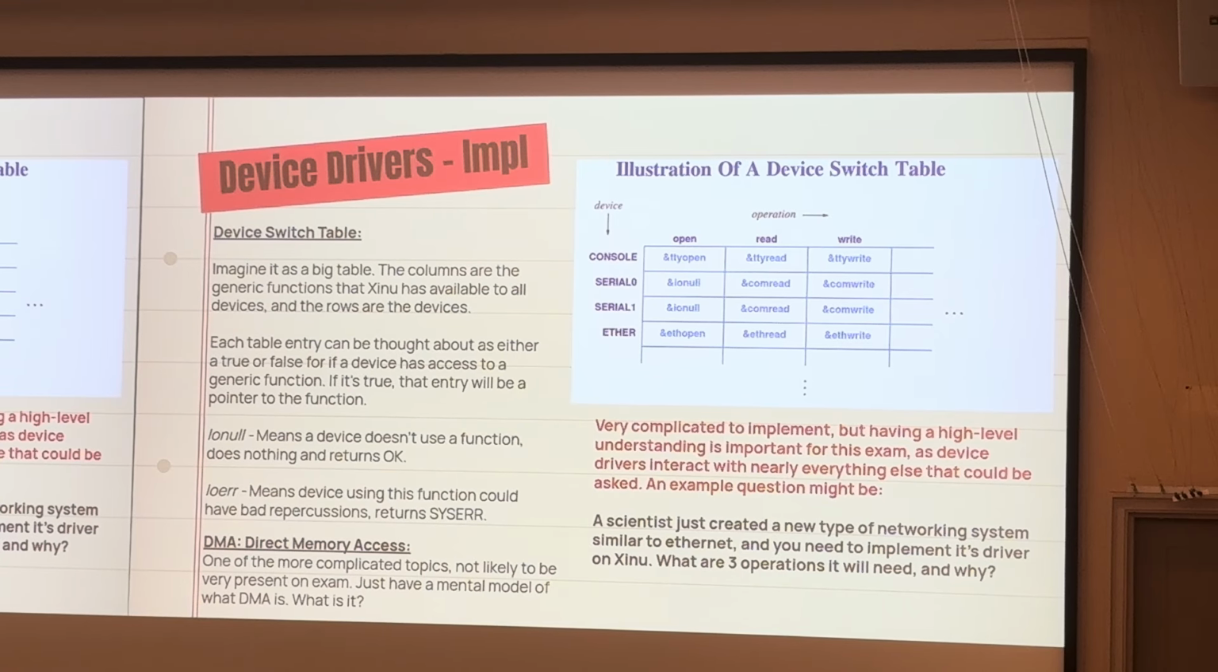You can read that, but IO null just means that we don't use this function, but it's fine. IO error means if you use this function, something's wrong and you need to not use that properly. And then here you can see, for open, the console, obviously you need to open it, but whenever you're going to the serial, the serial can't open anything, just conceptually.